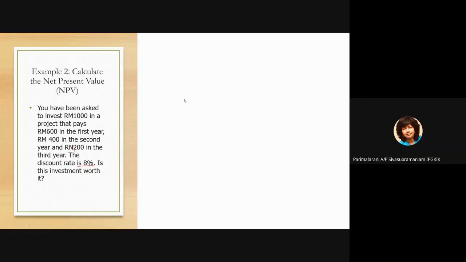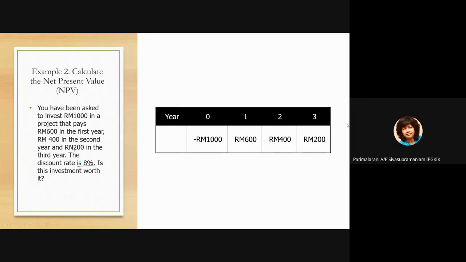So what do we do first? Let's draw the cash flow model. Okay, so this is year 0. You are investing 1,000. So you can write like this, negative RM 1,000, or you can put in bracket like this, RM 1,000. It means cash outflow, going out. Negative means going out. Okay, so this is 600 first year, second year you will get 400, third year you will get 200.